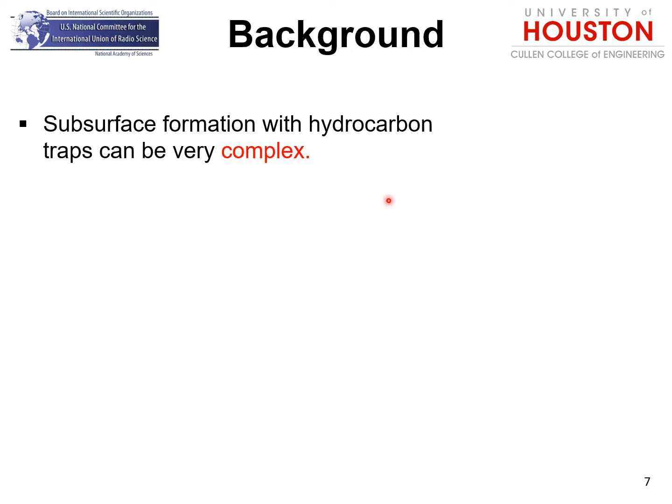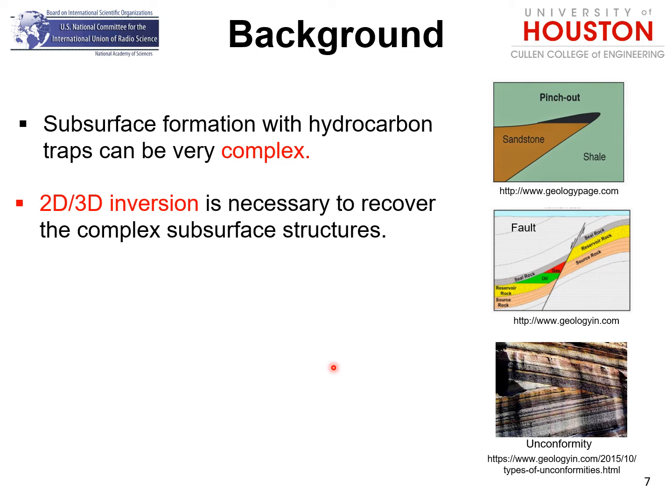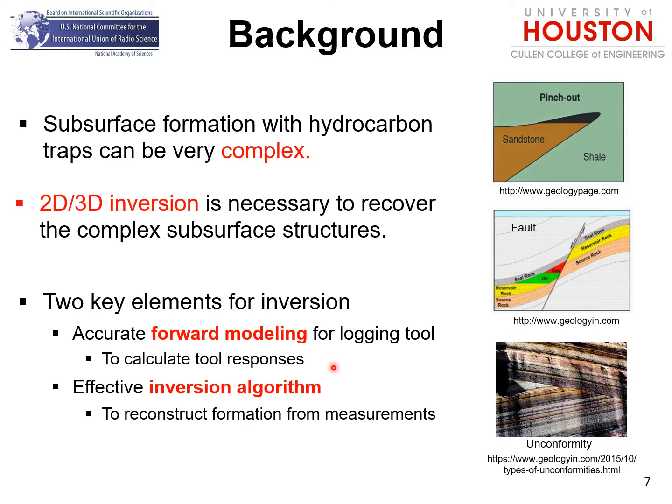The subsurface formation can be very complex. For example, there are several typical formations: pinch-out, fault, and unconformity. So 2D or 3D inversion is necessary to recover the complex subsurface formation based on the tool measurements. And there are 2 key elements of inversion. The first one is accurate forward modeling, which can calculate the tool responses. And the second one is the effective inversion algorithm, which can reconstruct the formation from the measurements.